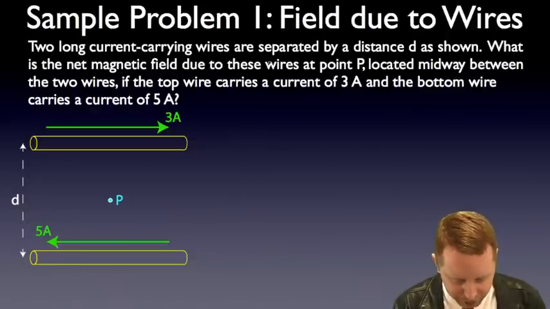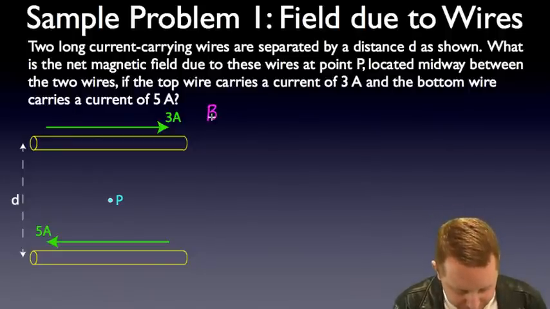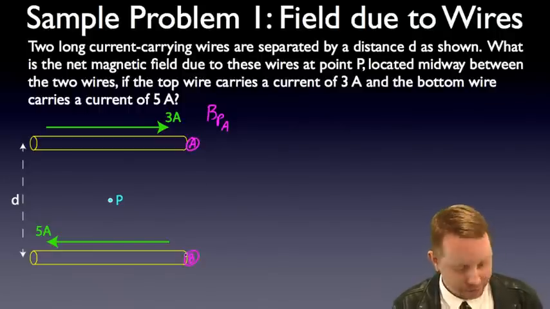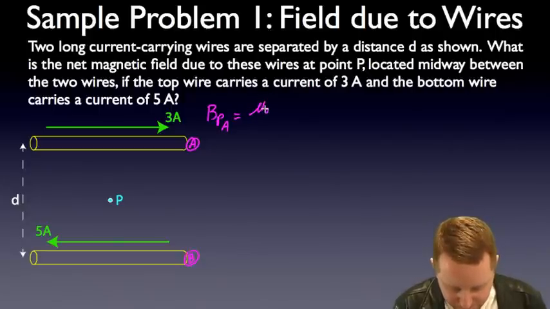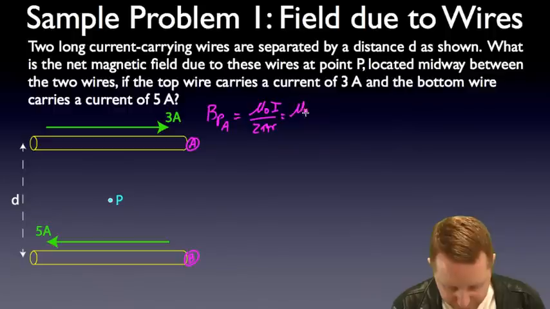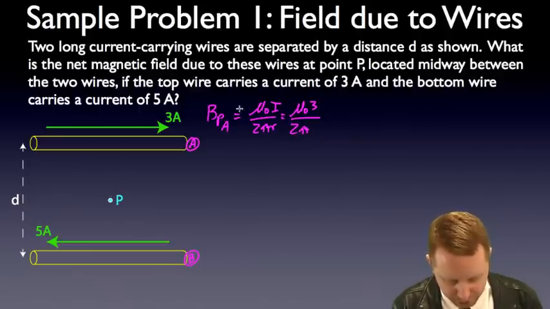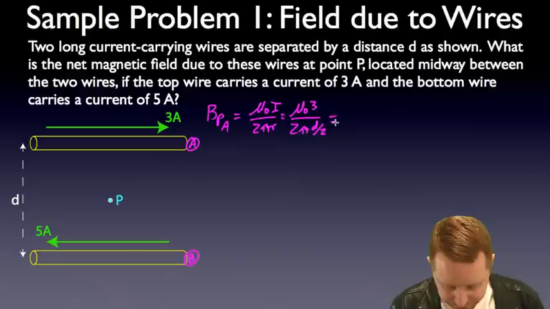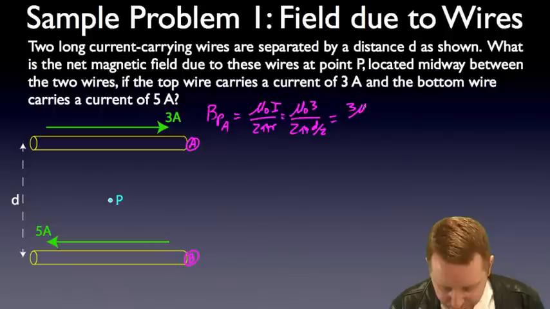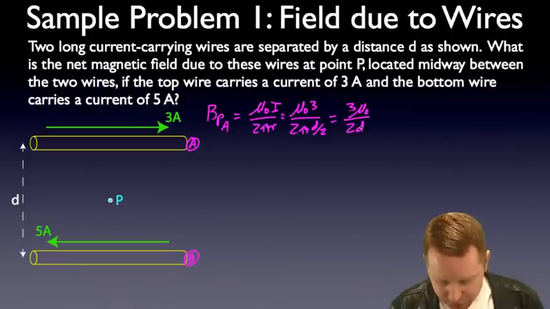Well, let's start out by finding out what the magnetic field is at point P due to wire A. And let's call that one A and that one B. Well, its magnitude is going to be mu naught I over 2 pi r, where in this case our I is 3 amps, so that's mu naught times 3 over 2 pi, and the distance from the wire is going to be d over 2. So 2 times d over 2, that's just going to be d. I end up with 3 mu naught over 2d.